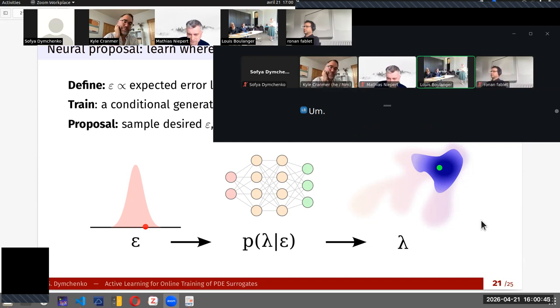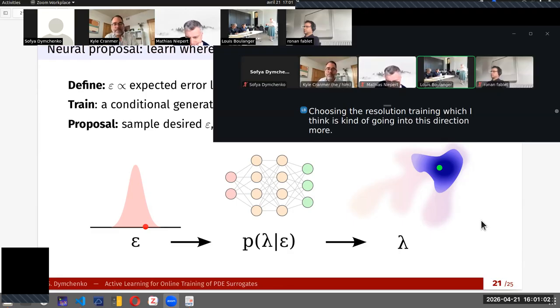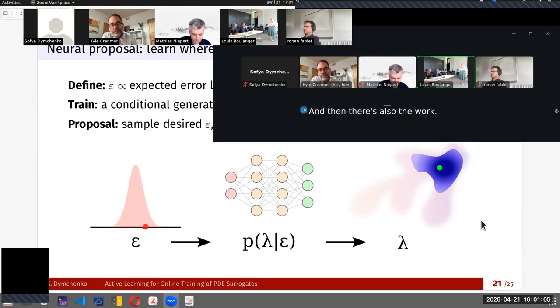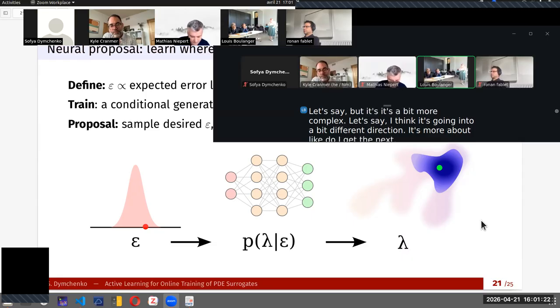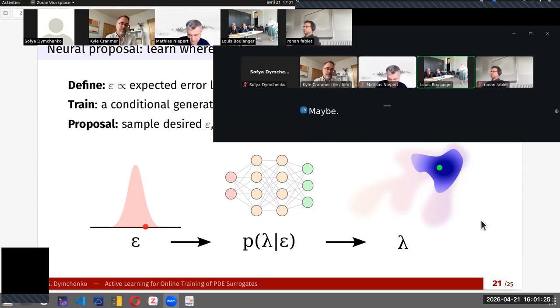So there is the multi-fidelity active learning for neural operators paper, where they basically do this, choosing the resolution in training, which I think is going more in this direction. And then there is also the work on active learning of the solution state time step itself. It's a bit more complex and goes in a somewhat different direction. It's more about whether I get the next state with the solver, or with my well-learned surrogate, or do I just stop there?